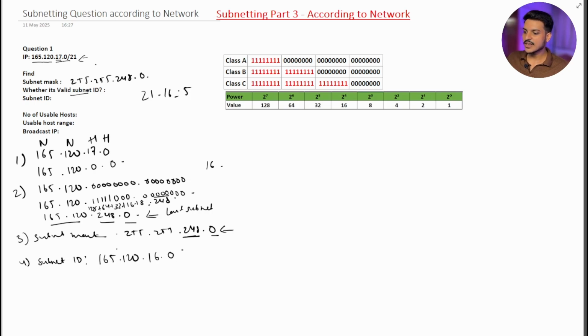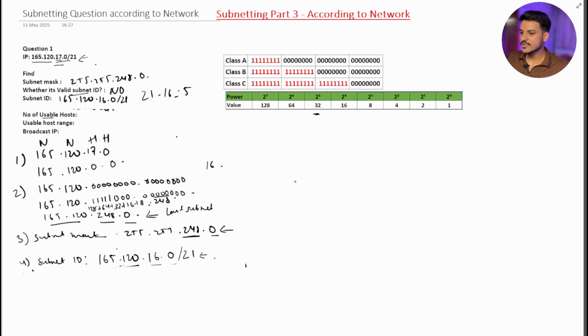And what will be the CIDR range? It will be /21 only, because 5 extra bits have been given to the network. So this will be our subnet ID. Whether this is the same as this: you can see here 17 is there and here 16 is there. So this was his actual subnet ID, so we can say it is not a valid subnet ID. So what was his actual subnet ID? It is 165.120.16.0/21.